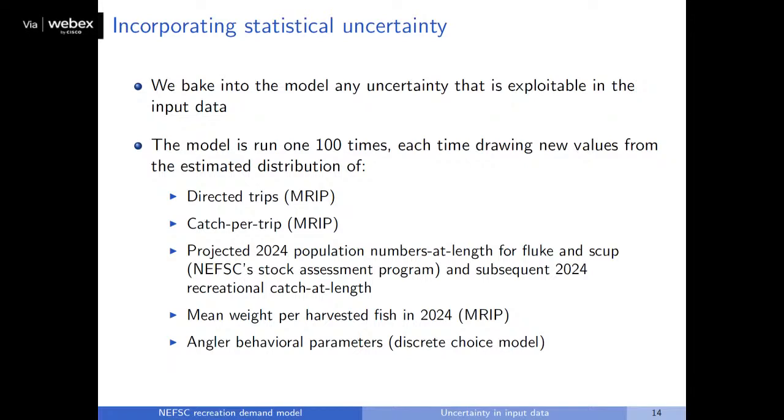So if the regulations are more restrictive in 2024 than they were in 2022, the model is going to project a lower harvest. And then there's the catch at length distribution, which is based in 2022 and then adjusted for the length distribution of the stock in 2024. So if the projected 2024 catch at length distribution shows a higher proportion of legal sized fish than 2022, holding everything else constant, then there's going to be more harvest. So everything is anchored on 2022, and the model will project outcomes in relation to how those different factors change relative to 2022, if that makes sense.